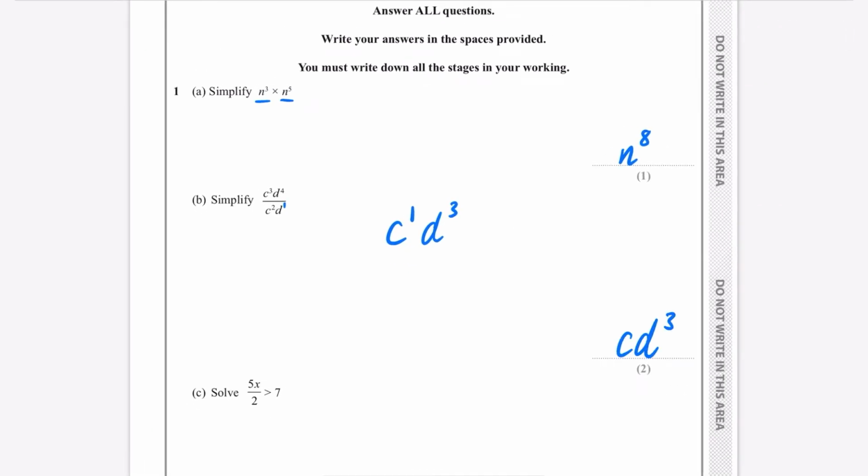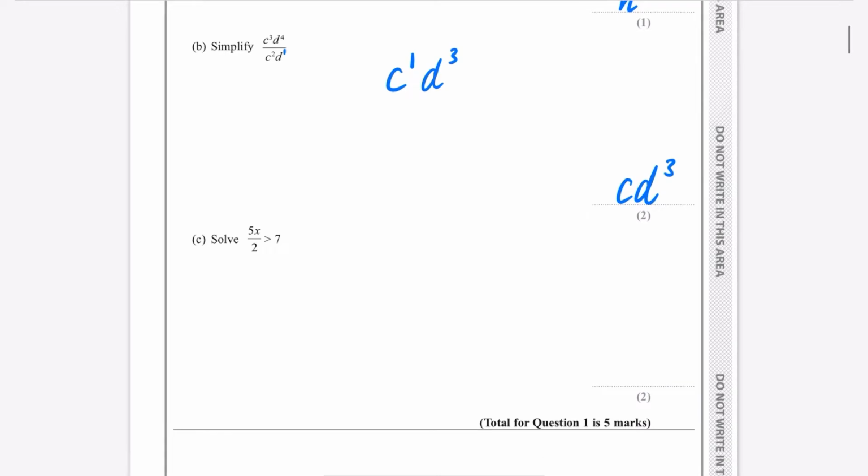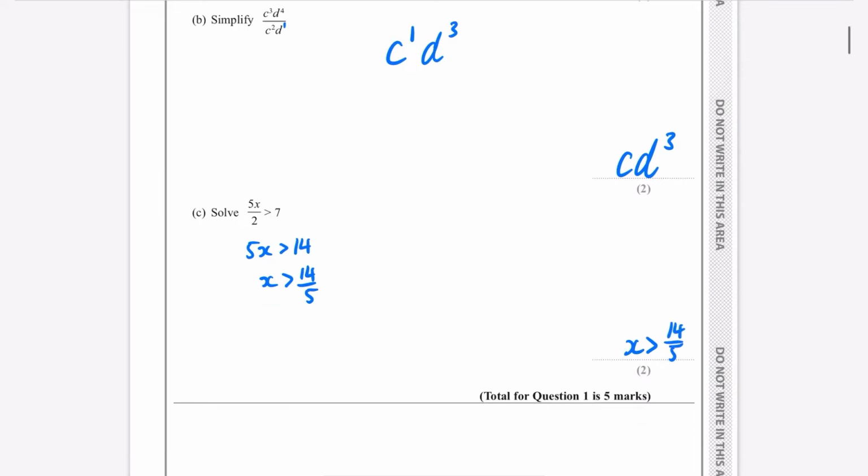We're going to just solve this inequality. Just pretend it's like a normal equation. So I'm going to multiply both sides by 2. And then I'm going to divide by 5. And you can just leave your answer like this as 14 over 5. So you have to say that x is greater than 14 over 5.